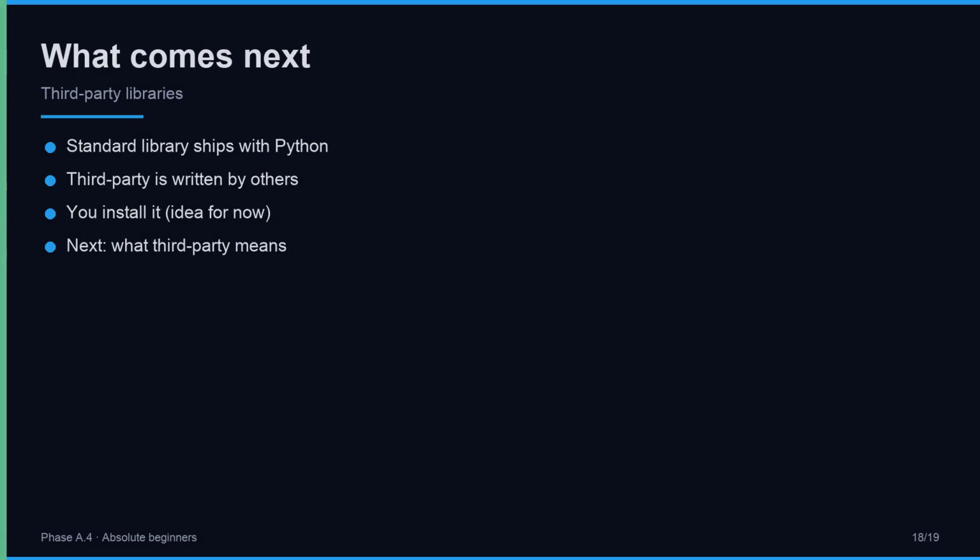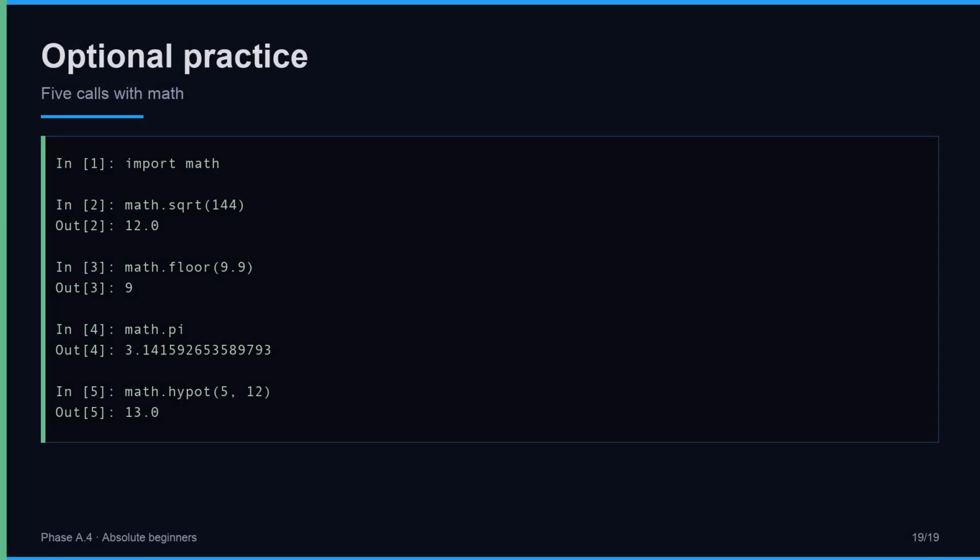Next we step back and talk about third-party libraries. The standard library ships with Python: math, os, json, and friends. Third-party libraries are written by other people and you install them yourself. We keep it gentle, just the idea, no installation yet. That comes in a later phase when you learn UV projects.